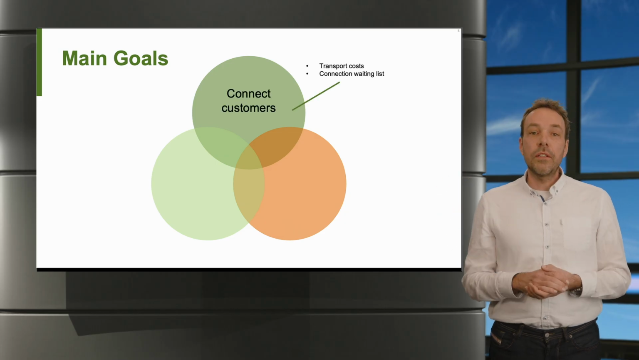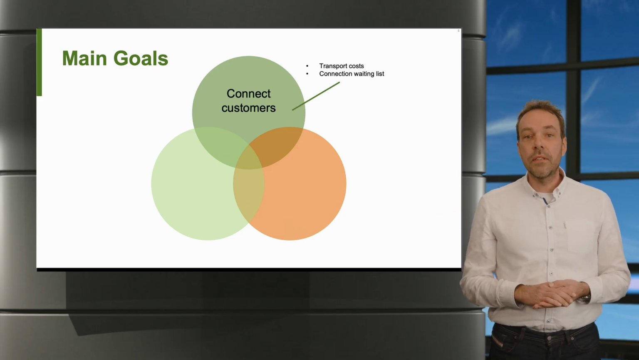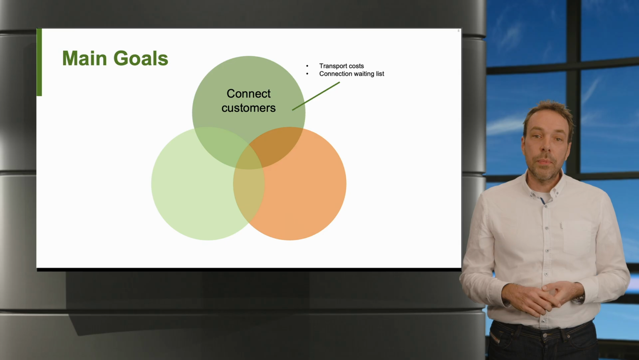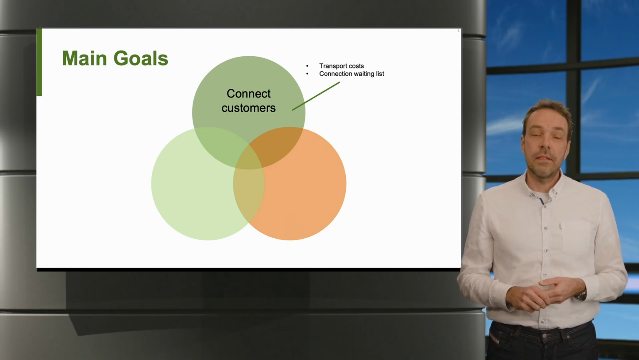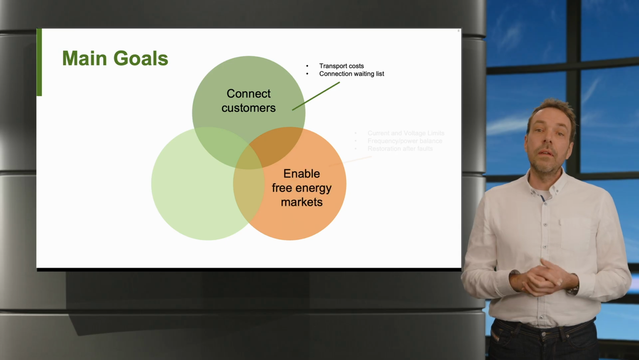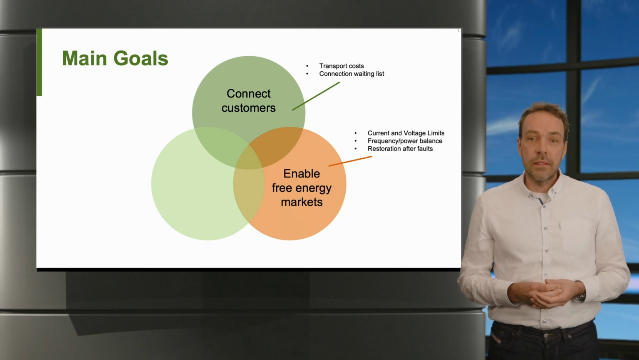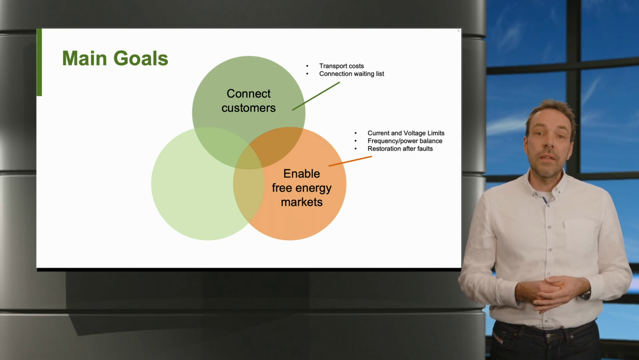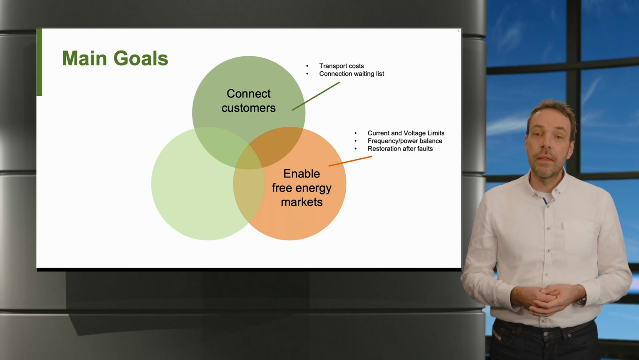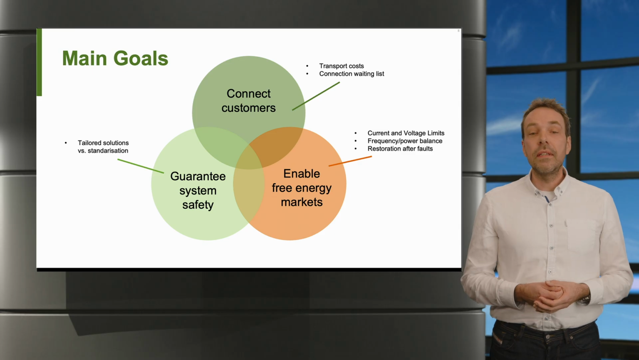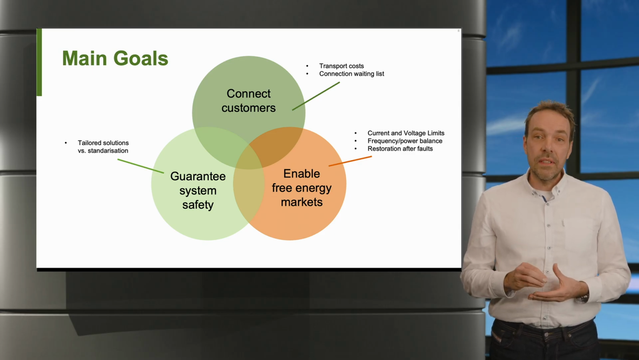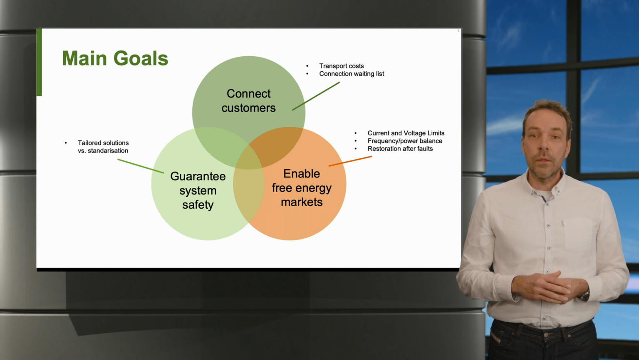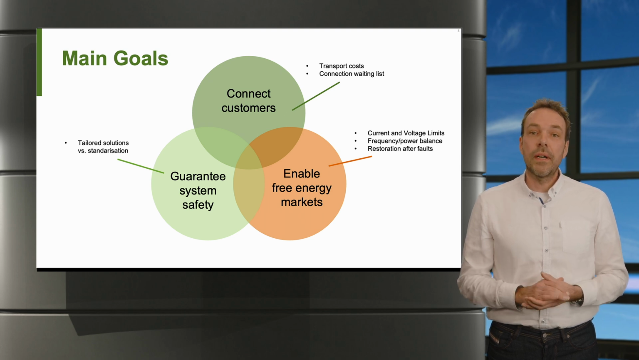Now, the main goals of the DSOs are the following. The first goal is to offer customers a connection to enable energy transport according to the needs, reduce transport cost, and reduce waiting list. The second goal is to enable free energy markets. Markets can only work properly if the system stays within the technical limits. And the third goal is to guarantee system safety, and this is crucial. If we can guarantee safety, then we can connect customers and enable the free market.